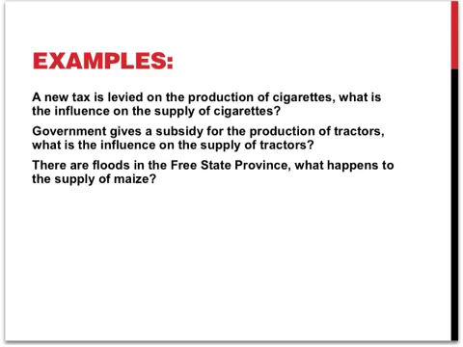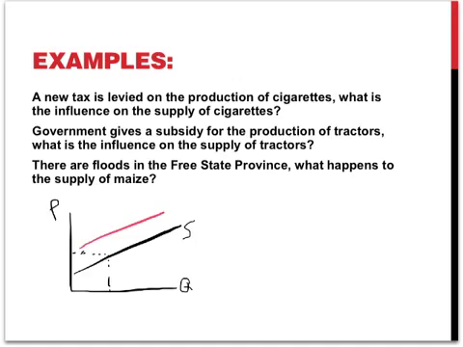Finally, we can have a look at a few examples. Let's say that a new tax is levied on the production of cigarettes. What will be the influence on the supply of cigarettes? If we put up our axes, price and quantity, and a supply curve with an initial combination of price and quantity supplied. If a tax is levied on production, that pushes up the cost of production and reduces the supply. The whole supply curve will move to the left, and less cigarettes will be supplied at every price.